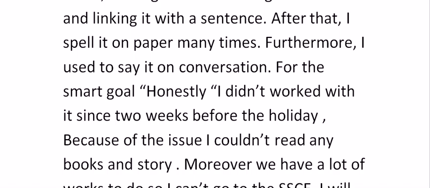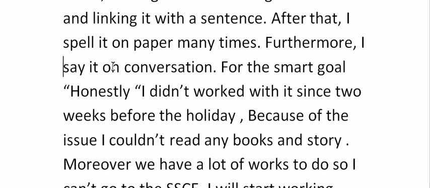I used to say it on conversation. Okay, I'm not sure why she used to. Again, she's talking about doing this all the time. So let's just stick to the simple present. I say it on conversation. It's in conversation.